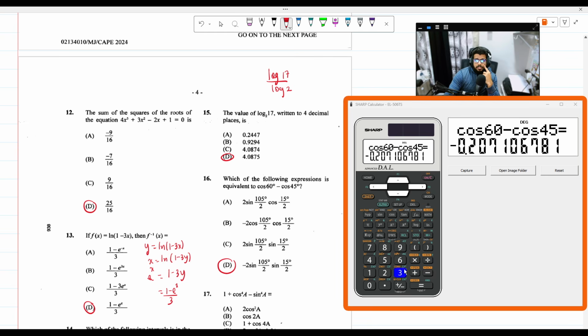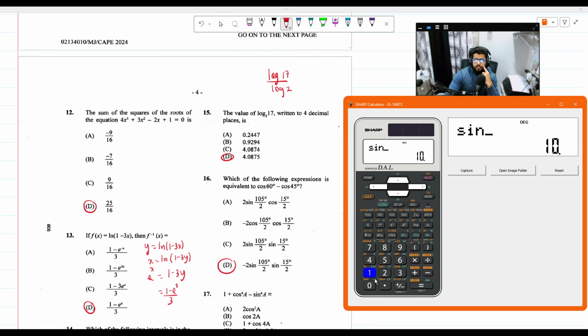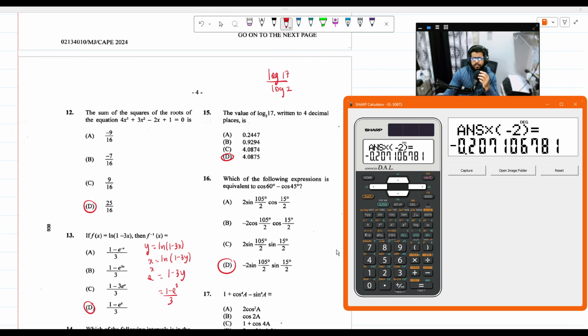So let me just check it and see, right? Sine of 105 on 2. I'm going to put that in brackets, yes? Sine, open brackets, 105 on 2, sine 15 on 2. I'll go multiply by minus 2 in the end, right? By minus 2. Yes, this was indeed the answer, right? Cosine 60 take away cosine 45 is negative 2.07.